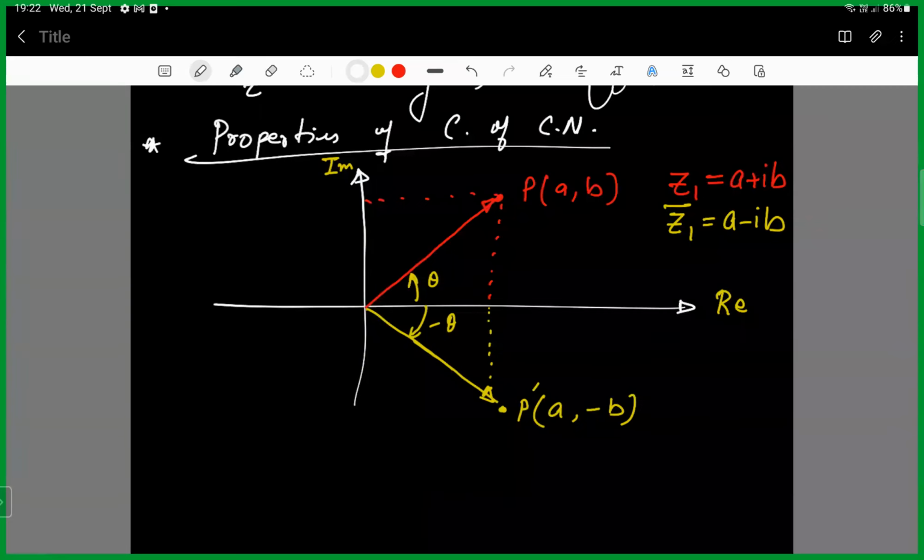Like this, the x-axis or the real axis will act as a mirror. So write it down. The conjugate of a complex number is always the mirror image on the real axis. Because see here itself, we are not changing the real value. Real value is A, but the imaginary value, we are changing it to negative. So just write down what I said.